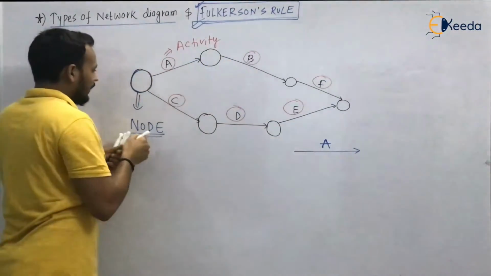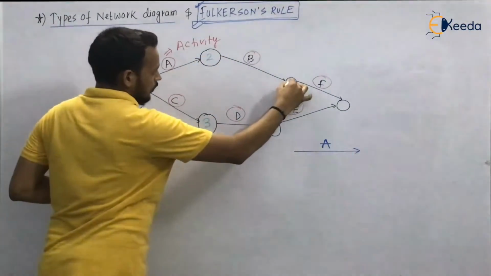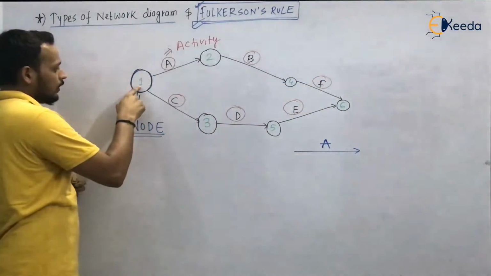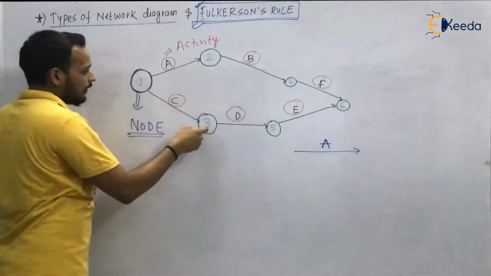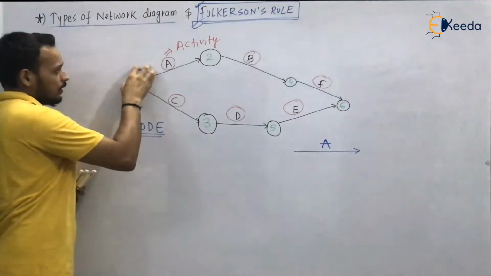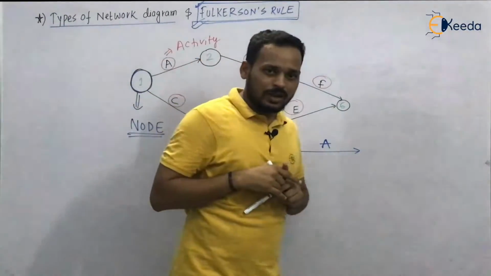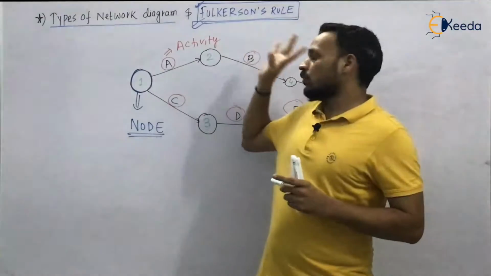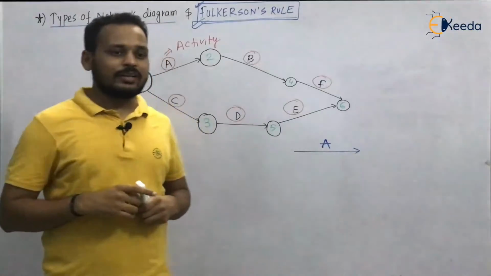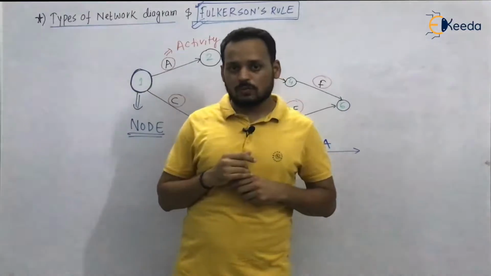So I'm just writing it. Suppose we have written it 1, 2, 3, 4, 5, and 6. So when you write the numbers in these black color circles, these nodes become events. Basically we will draw the network diagram and we will look for Fulkerson's rule. A network diagram, you already know, is a logical sequence of the graphical representation of different activities.